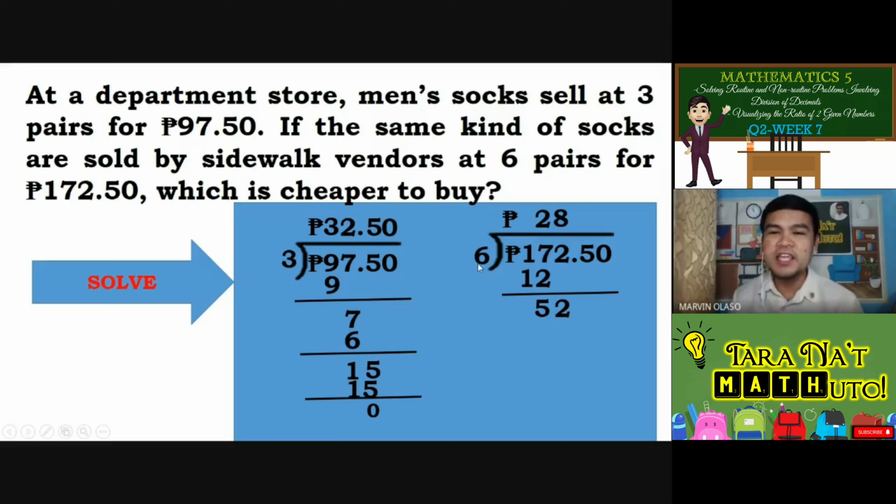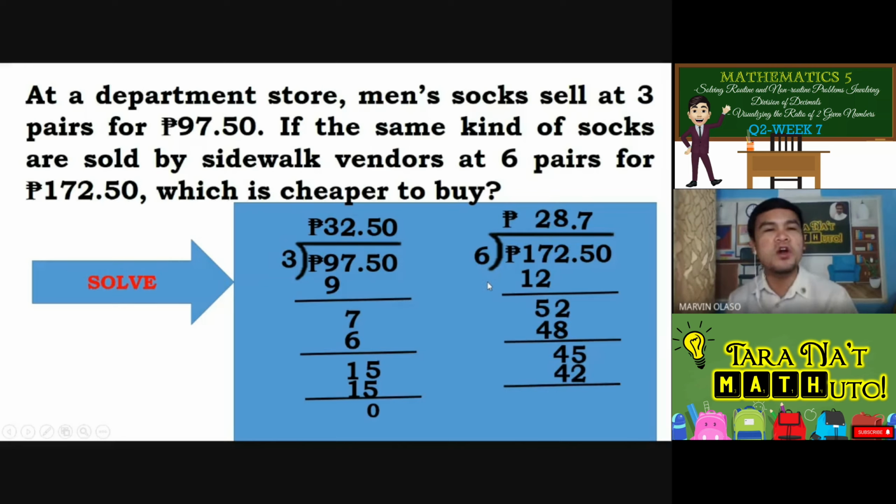It's 8 times 6. We have 48, a remainder of 4. Just drop 5 or copy the decimal point, whichever comes first. So, drop 5. 45 divided by 6, we have 7 now. 7 times 6 is 42, a remainder of 3. Then, drop the last digit 0. 30 divided by 6, we have 5. 5 times 6 equals 30. We have no more remainder. So, the price of one pair outside is 28 pesos and 75 centavos.